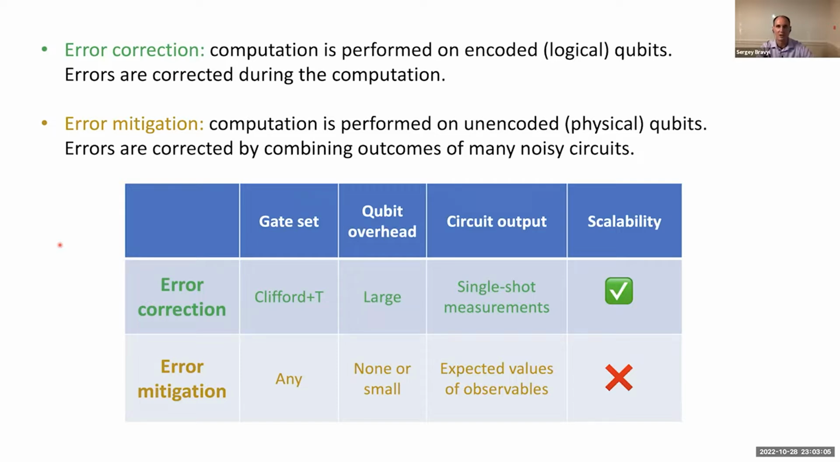Each method has some pros and cons, as you can see in this table. Let me just say that error mitigation is more flexible in terms of what gate sets we can simulate. It does not require many ancilla qubits, but we can do error mitigation only on a certain special class of quantum algorithms that measure expected values of observables. For example, variational quantum simulators.